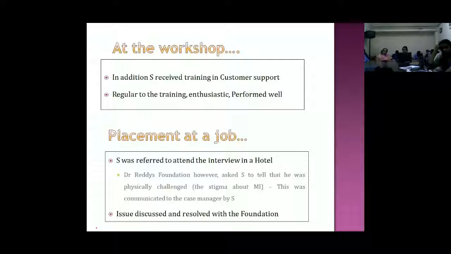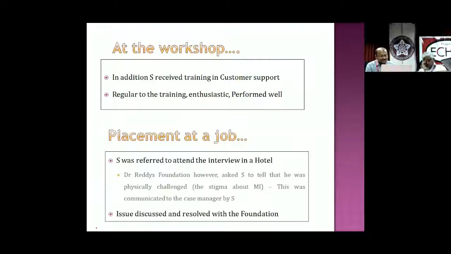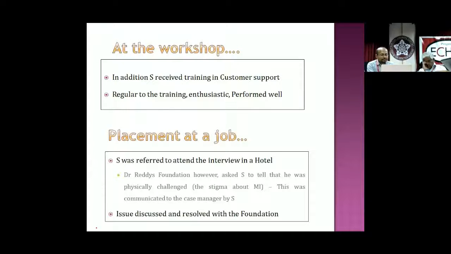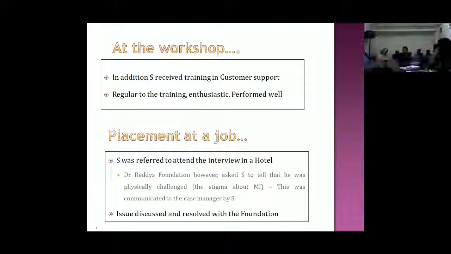mental illness. This indicates a certain level of stigma in the minds of the employers. It was decided that the issue of mental illness should be disclosed to the potential employer. We offered to provide orientation on mental illness to the panel of employers. This is currently being scheduled.